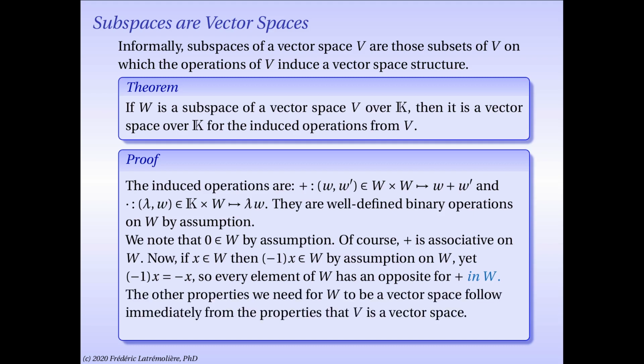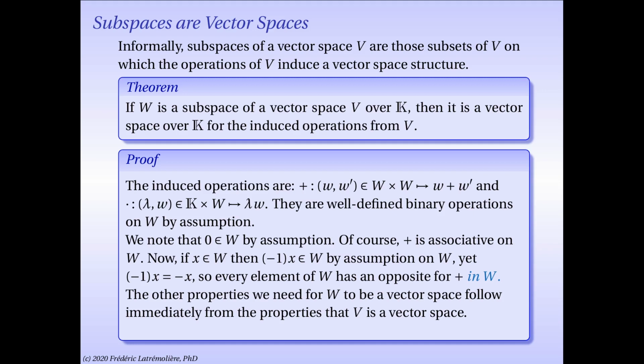We'd have to prove it's an abelian group and the other properties, but that, as I said, follow trivially from the properties of V. So indeed, W with these two restricted operations, the induced operations, is a vector space over the same field K in its own right.